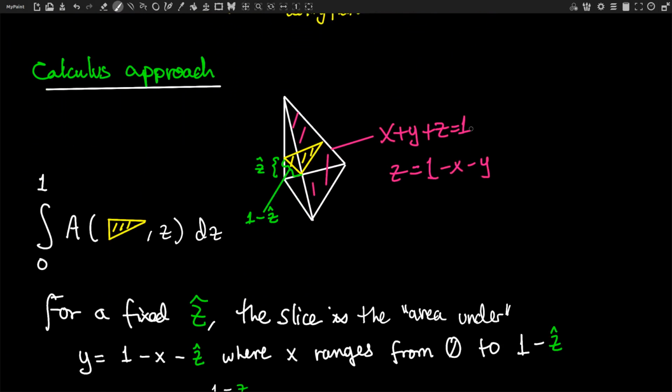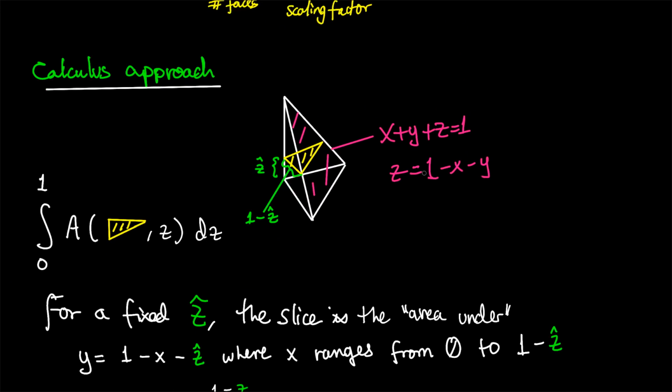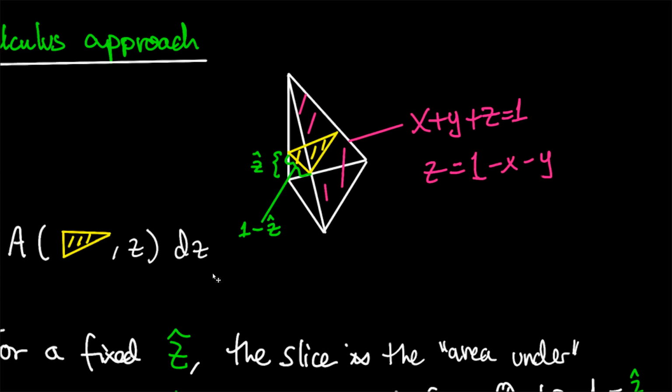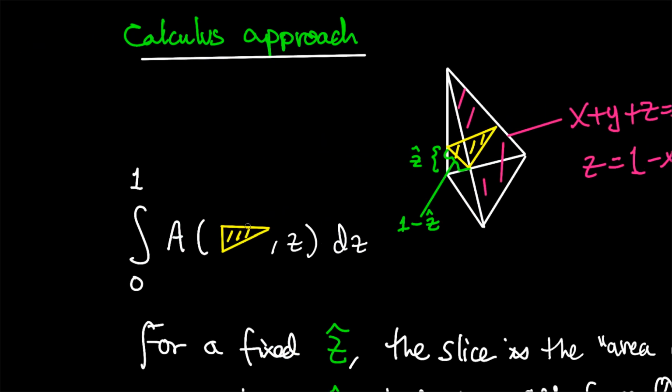So x plus y plus z is equal to 1, or z is equal to 1 minus x minus y, or y is equal to 1 minus x minus z. That's actually the way I ended up doing it. For some reason, I decided to color the z's green. I don't remember why. But the way to calculate this is going to be the integral from z equals 0, that's the bottom here, to z equals 1. So up here is z equals 1, down here is z equals 0.